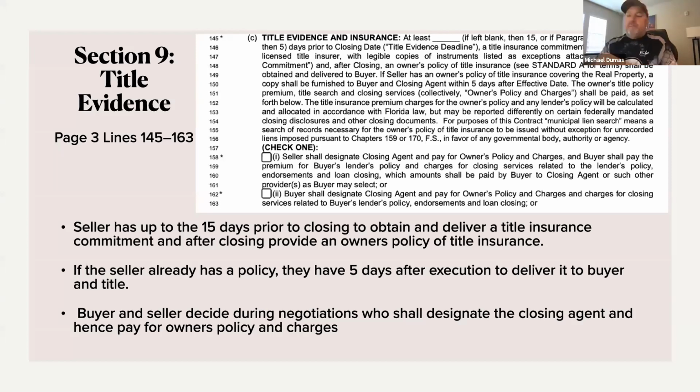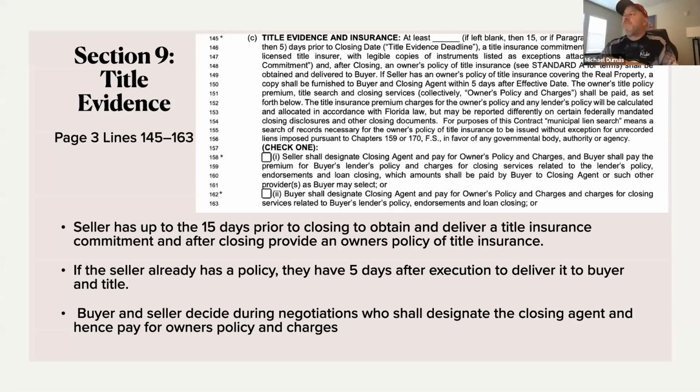The buyers and sellers, that's the top part. You need to read through it and understand it, but it's not necessarily something that you have to enforce all the time. This is hardly ever enforced, but it really should be. Also, there's a caveat on there, line 154: for purposes of this contract, a municipal lien search means a search of records necessary for the owner's policy of title insurance to be issued without exception for unrecorded liens. That's what you're looking for. So that's what a municipal lien search is.